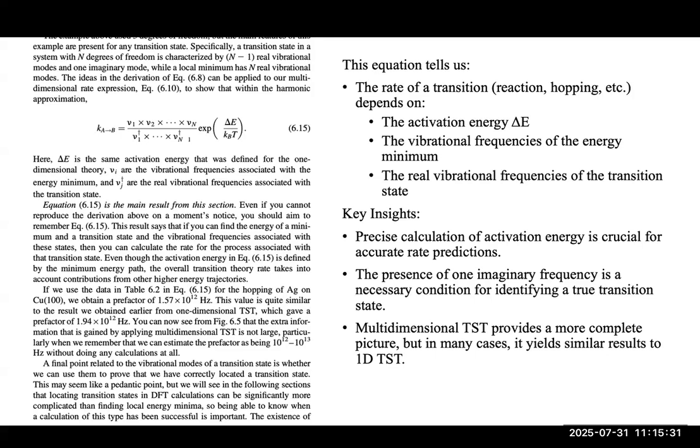1 eV, roughly 100 kcal. What is chemical accuracy? Colloquially speaking, chemical accuracy is 1 kcal per mole. I remember this number because we were talking about it earlier.